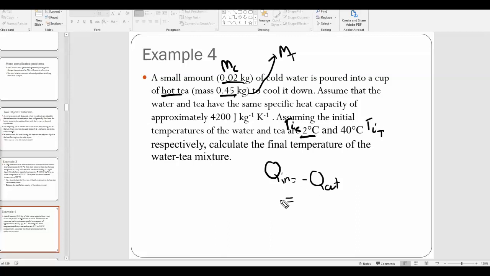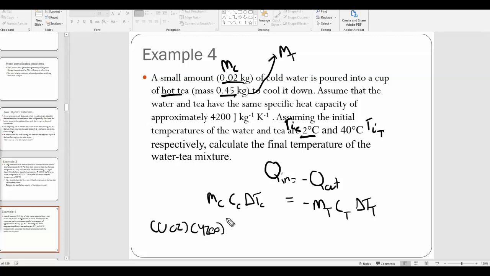So Q in, heat is going into the cold water, right? Because heat goes from hot to cold. So I'm going to put the cold water stuff on the left. So I'm going to do m, mass of the cold water, c for the cold water, delta T for the cold water, and then equals negative Q out. That's going to be mT, cT, delta T of the tea. And now it's just a matter of plugging values in. On the left, I have 0.02 times 4200 delta Tc. The final temperature is unknown, so that's going to be Tf. The initial temperature of the cold water is 2 degrees Celsius.